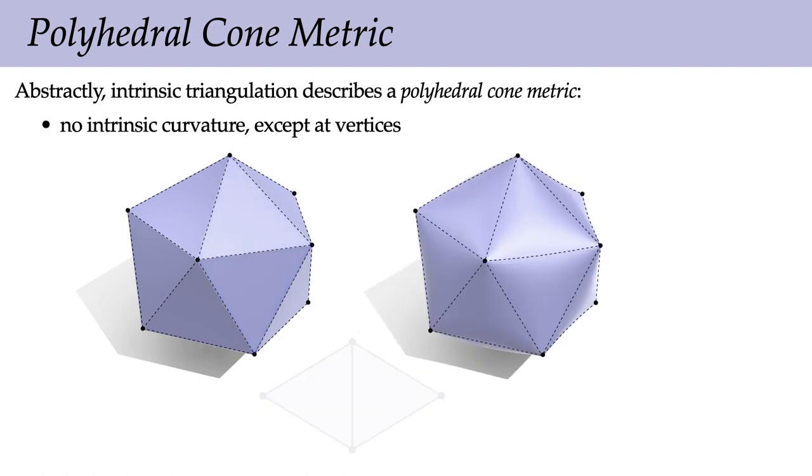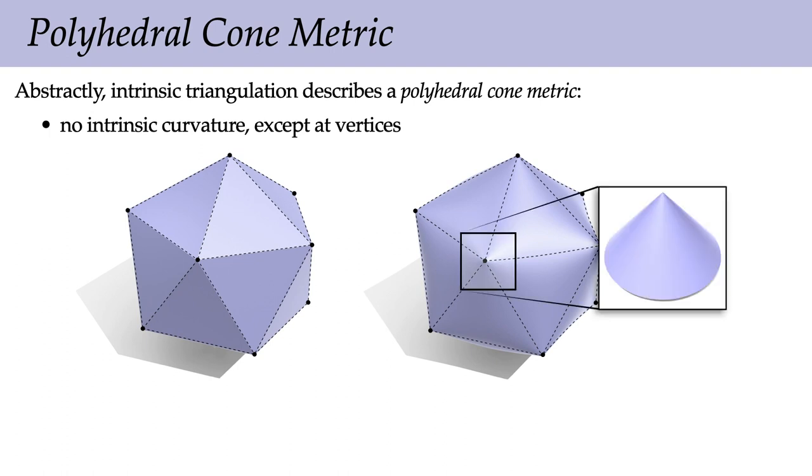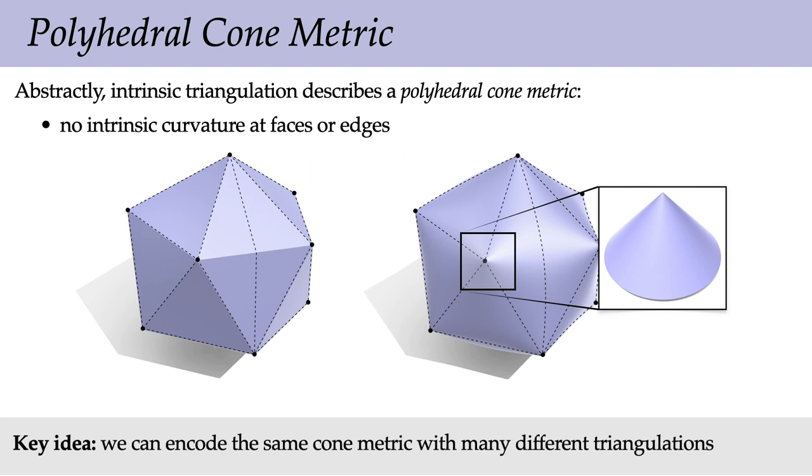Thus, a really important mental model is to smooth out the edges and just leave the vertices, which now look like cones. And now that we've smoothed out the surface, the particular edges that we picked start looking a lot less important. Indeed, we can describe this exact same surface with many different triangulations. From the intrinsic point of view, there's absolutely nothing special about the one that we started with.